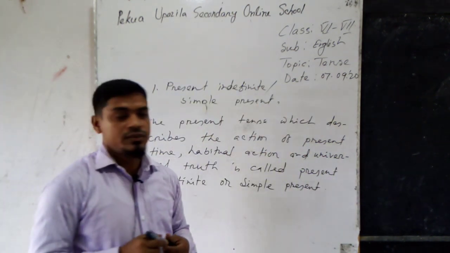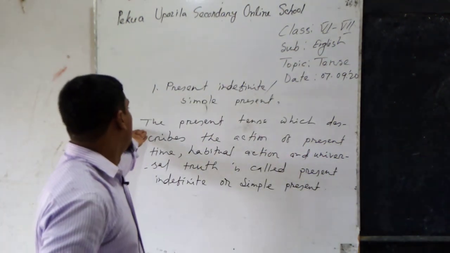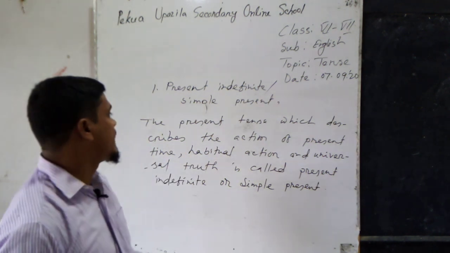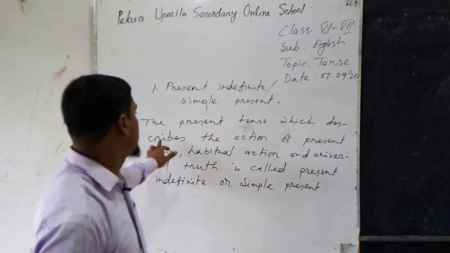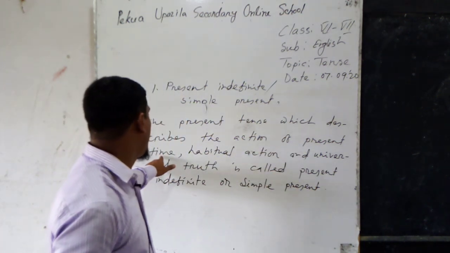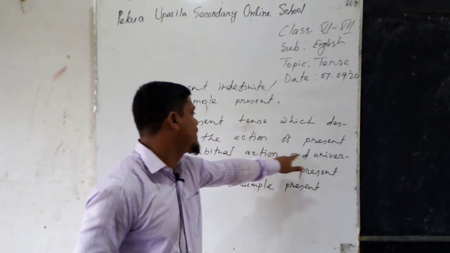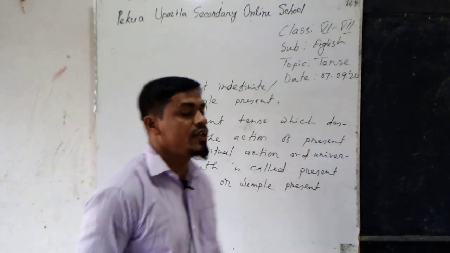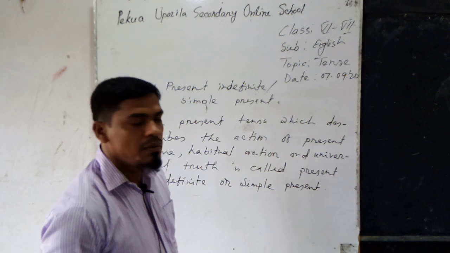So dear students, I pronounce this definition again. The present tense which describes the action of present time, habitual action and universal truth. It's called present indefinite or simple present.